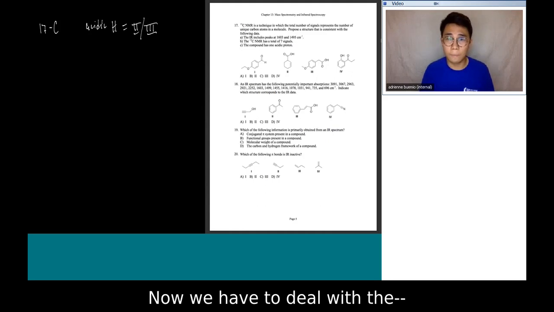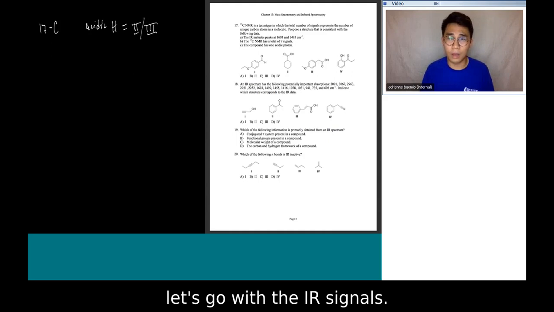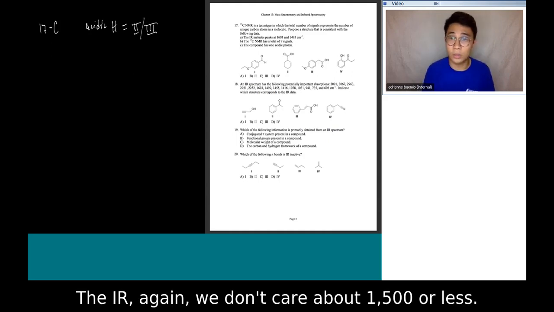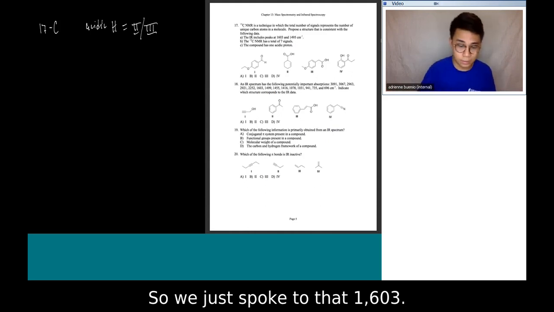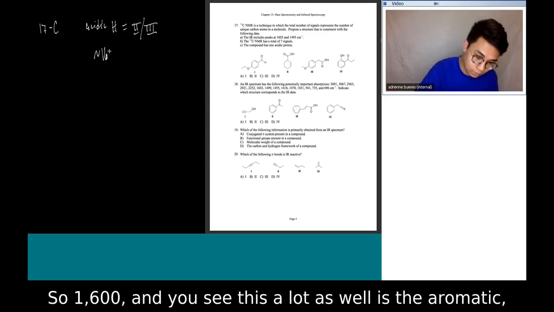Now let's go with the IR signals. The IR, again, we don't care about 1500 or less, so we just focus on 1603, right? So 1600, and you'll see this a lot as well, is the aromatic.